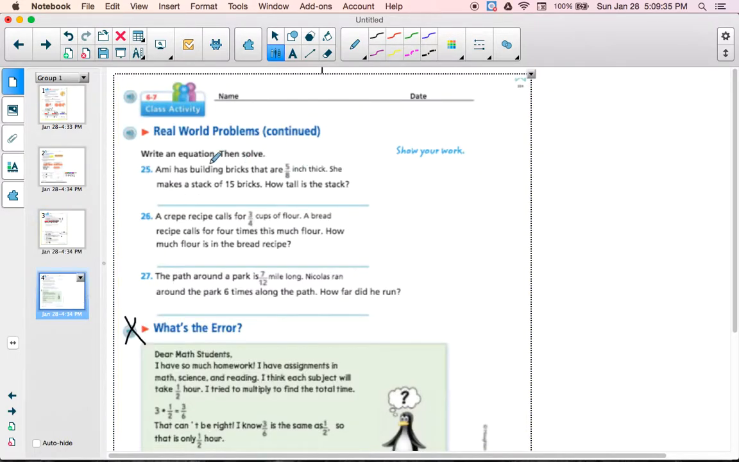And then on the last page, there's a few more problems. I'd like you to remember to write an equation first and then solve it. Don't worry about what's the error.